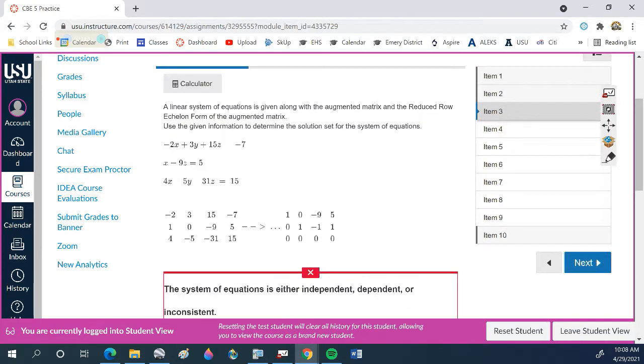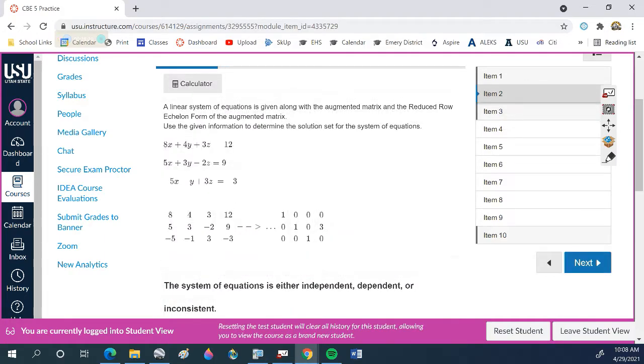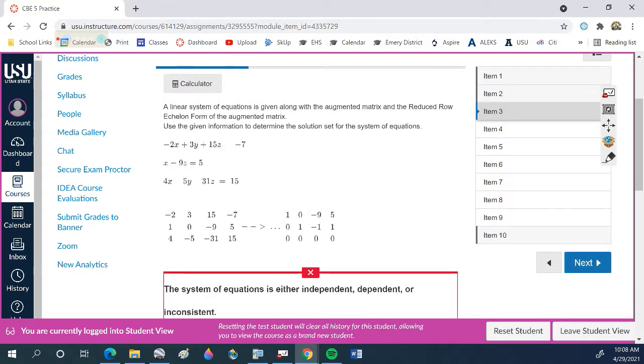Okay, there's one. So in this case, I'll just do this really. Oh, that's the same one, isn't it? Anyway, that's the one we just did.